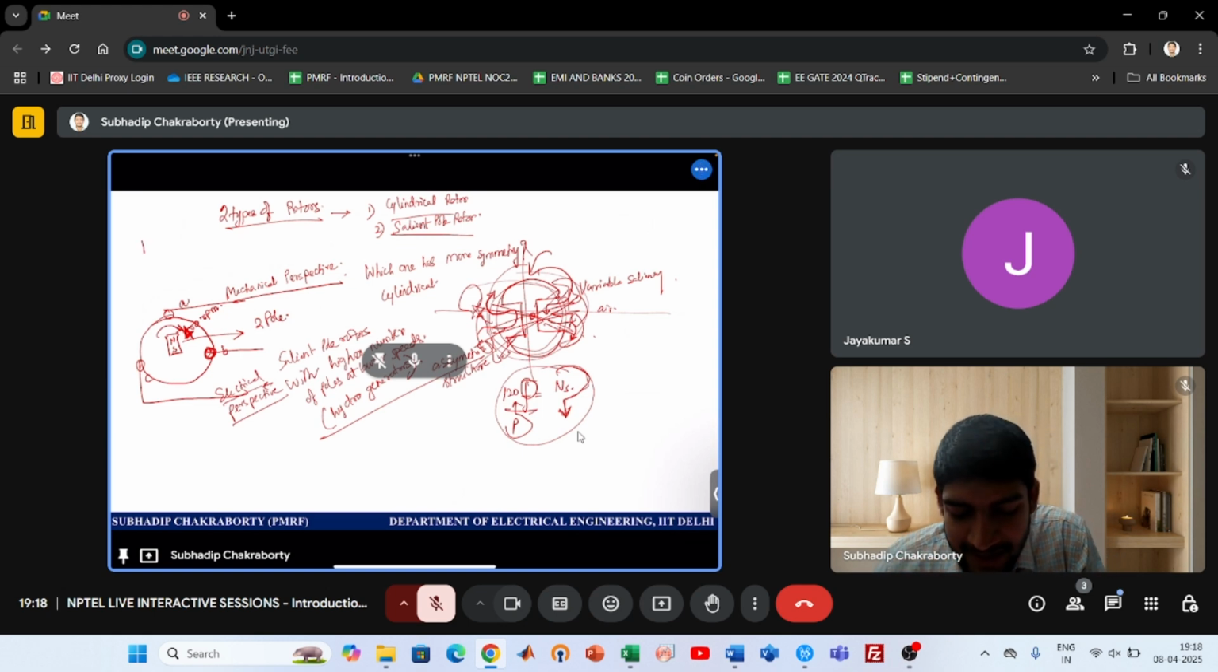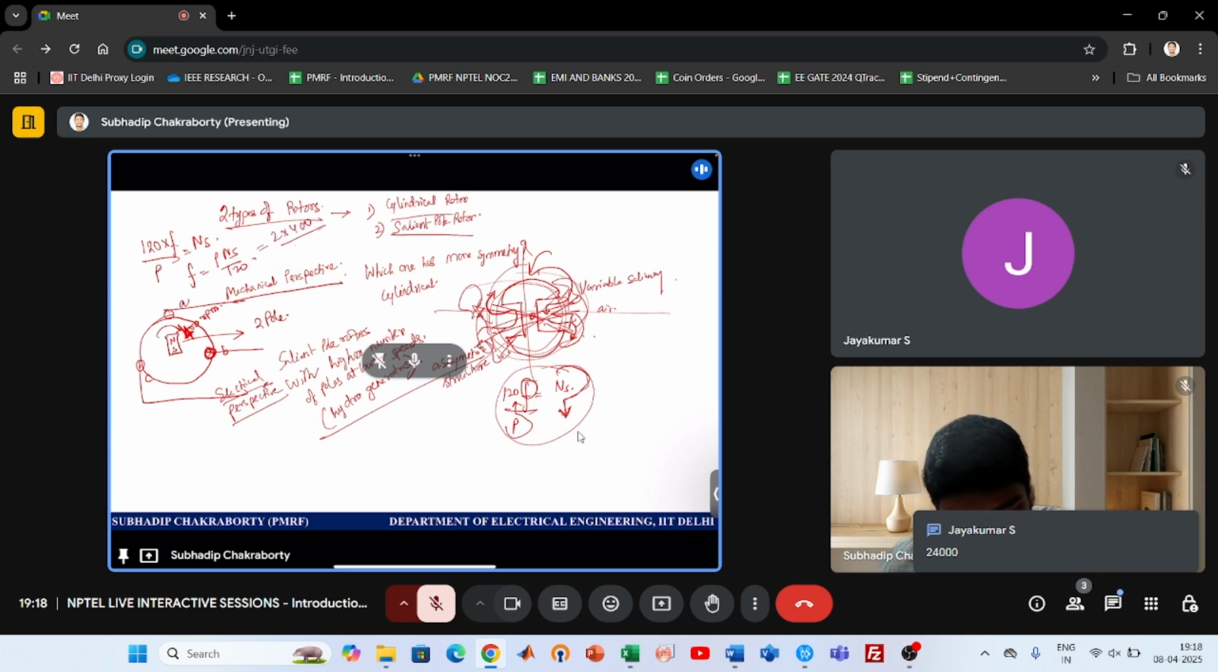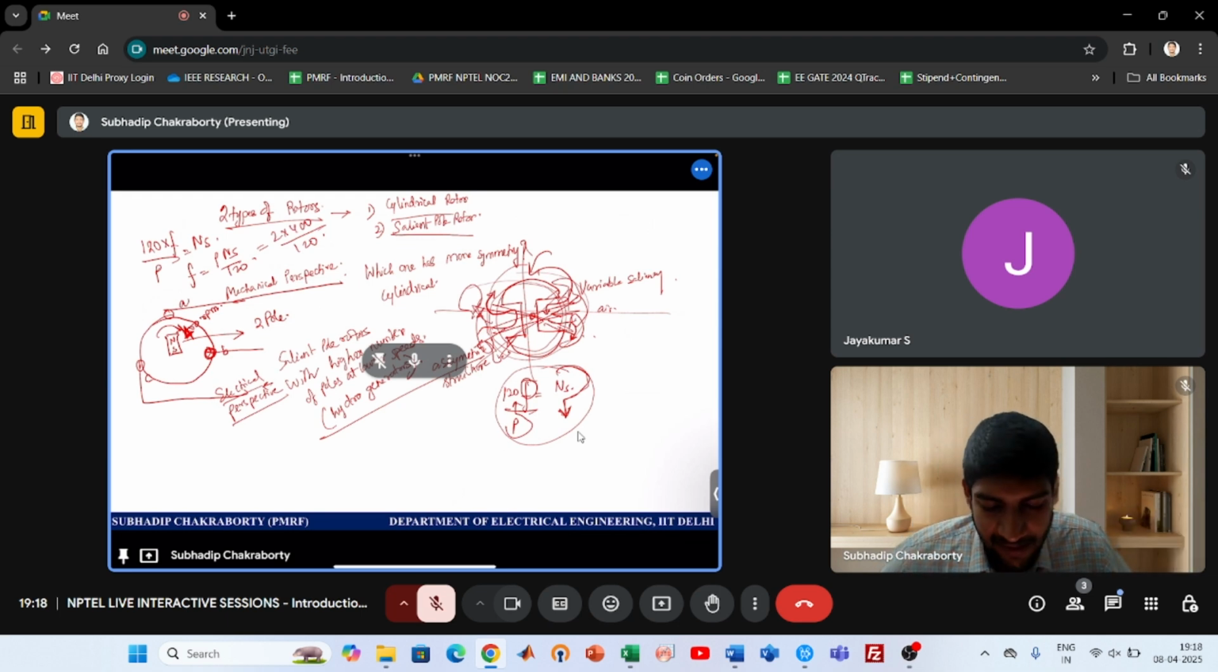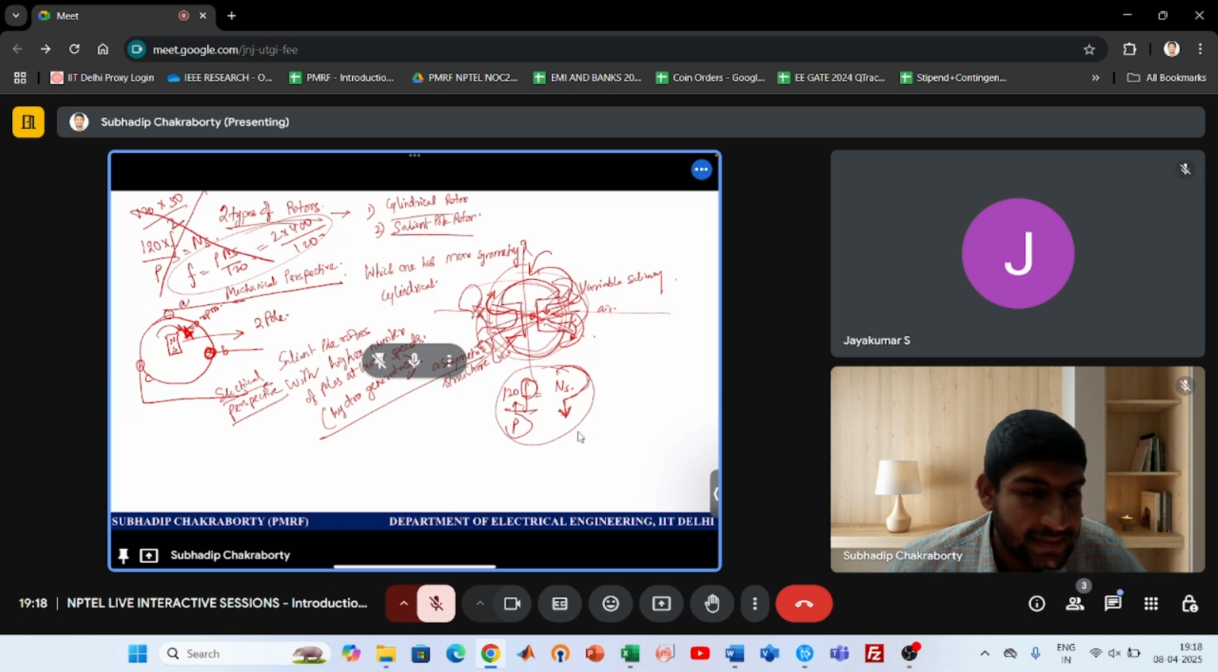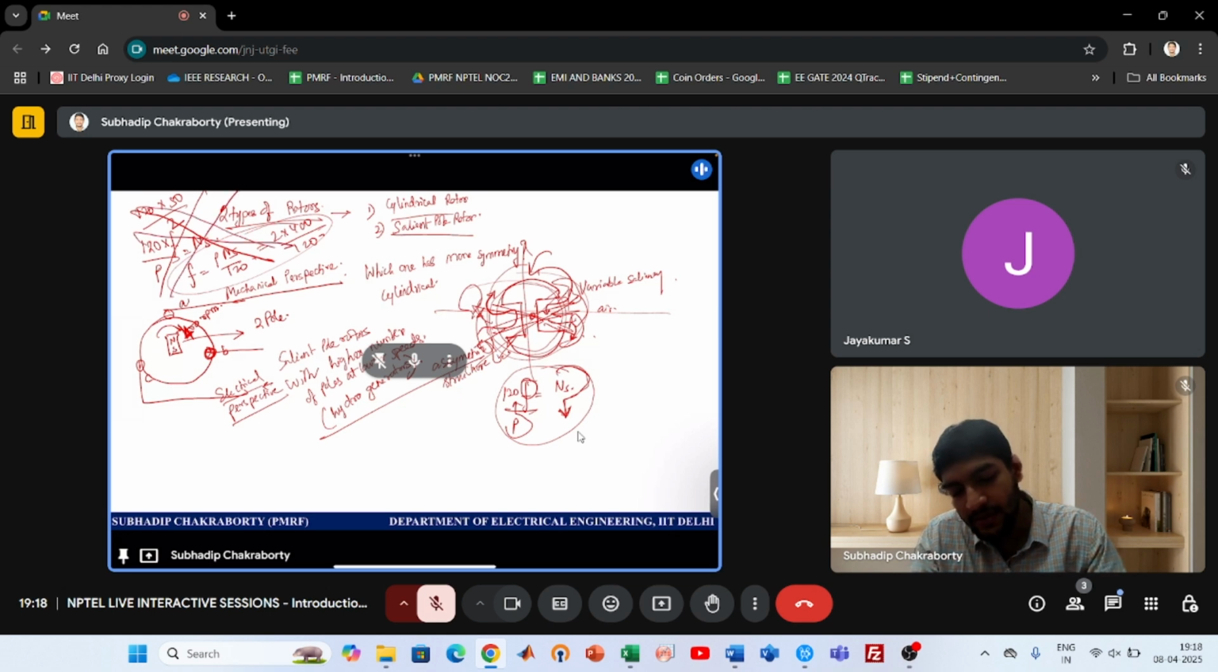So you apply the formula 120 F by P equals NS. So F is P NS by 120. So 2 into 400 by 120. That is the frequency, right? But 120 into 50 by 2. So this is completely wrong. Misconception. These kinds of concepts are completely wrong.